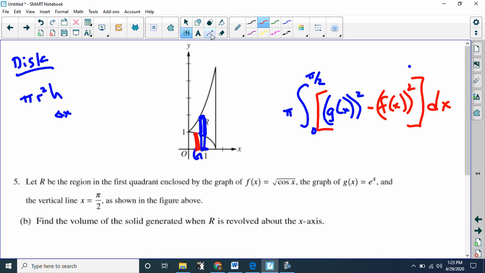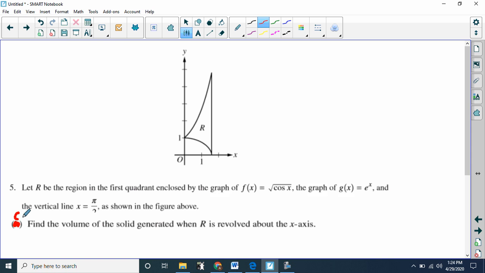So again, for the disk method, you're going to start at the axis of revolution, and you're going to go all the way across. That is your first radius. And then to figure out what the missing volume is, you're going to start at the axis of revolution and go to the first point, which in this case is f of x.